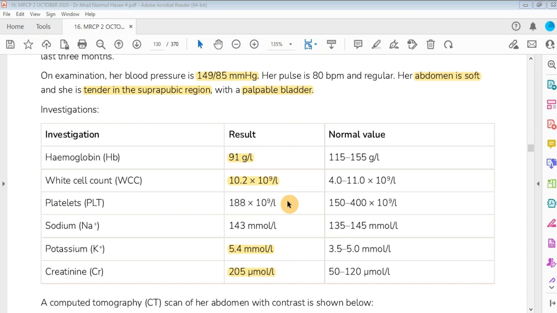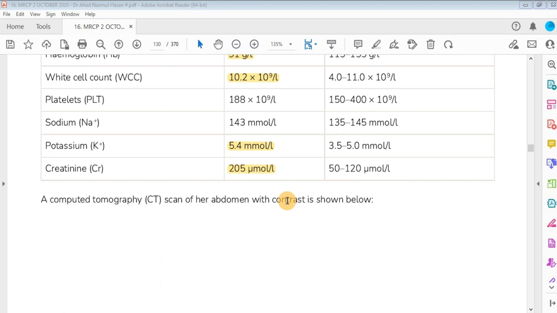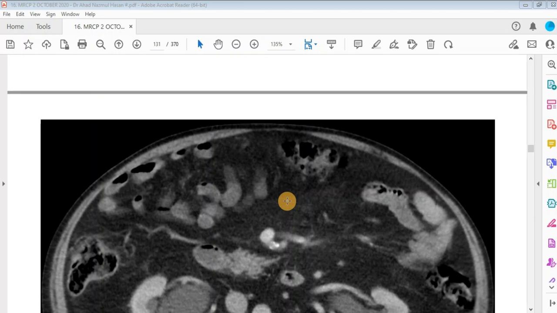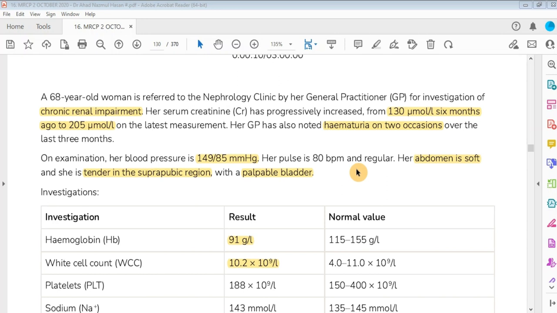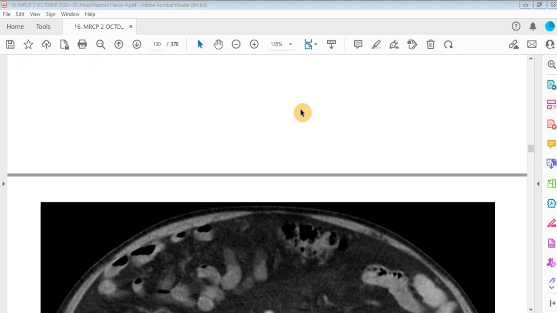Hemoglobin 9, WBC 10.2, platelets and sodium are normal, potassium 5.4, creatinine 205. The CT scan of her abdomen with contrast is as shown below. So the ureter is dilated here, as well as there is enlargement of the kidney. Most probably this patient has hydronephrosis. So hydronephrosis along with recurrent hematuria and a palpable bladder. What may be the most likely diagnosis?